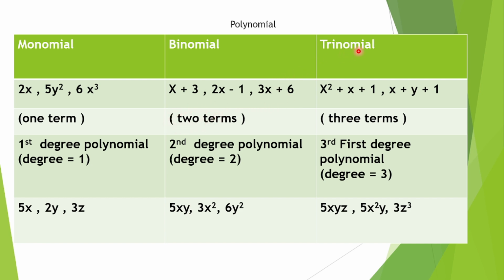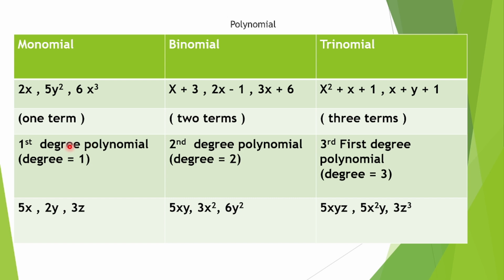While trinomials are those polynomials which include three terms. X square plus x plus 1 is a trinomial because this is one term, this is one term, and this is one term, so 1 plus 1 plus 1 equals 3. This expression has three terms, so this is a trinomial. And similarly, x plus y plus 1 is a trinomial because there are three terms: 1, 2 and 3.